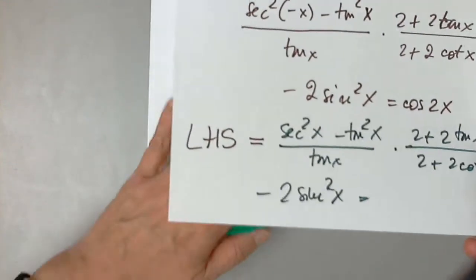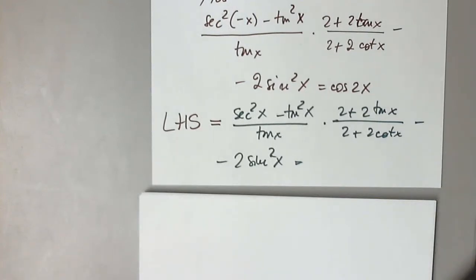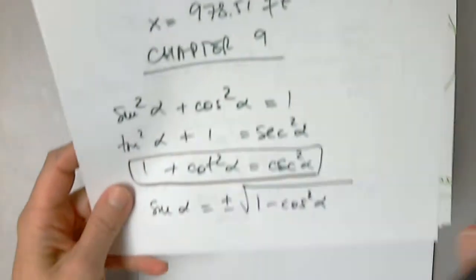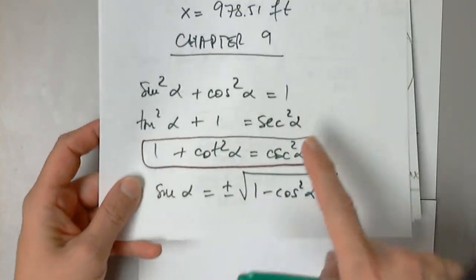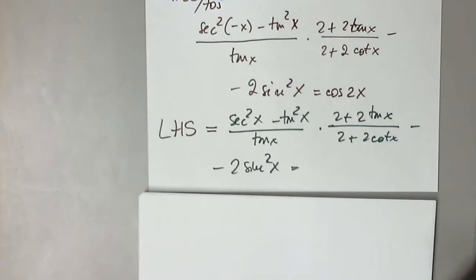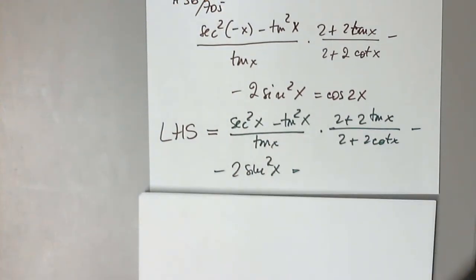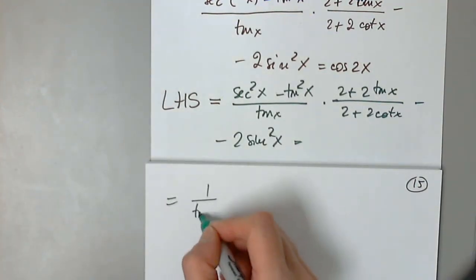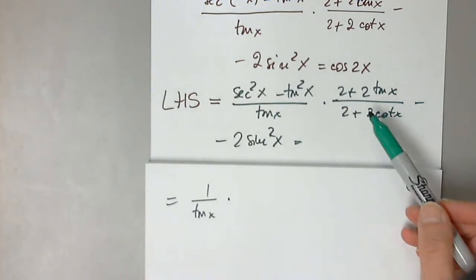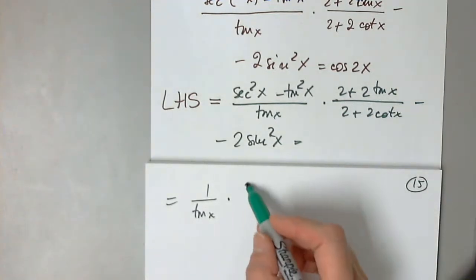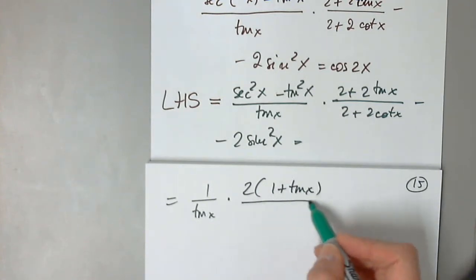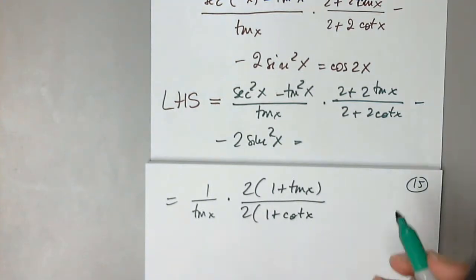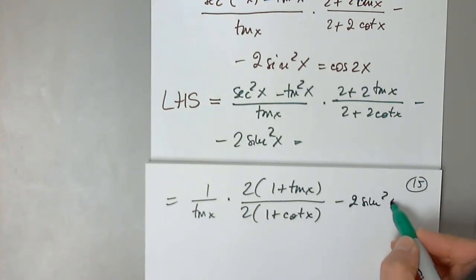Perfect. So now, yes, Imran is already way ahead of us. I love that. So we already know that secant squared minus tangent squared is? One. Excellent. So this is 1 over tangent x times, I will simplify factoring out the 2 from the top, 1 plus tangent x over 2, 1 plus cotangent x, minus 2 sine squared x.